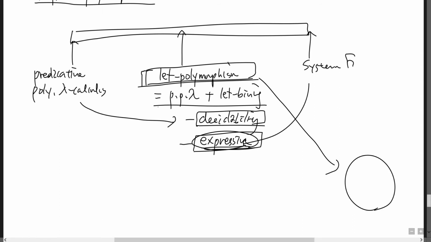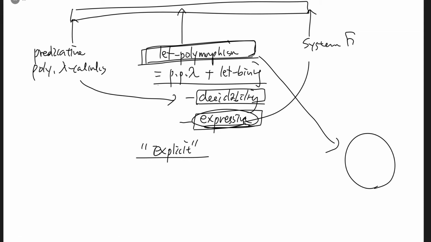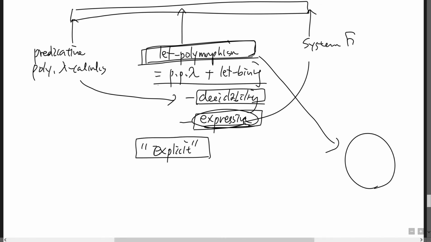And in the case of this let polymorphism, we say that its polymorphic type system is explicit, in that we annotate the variables with the types. So in other words, the type system is explicit because the polymorphic types are explicitly specified in expressions.